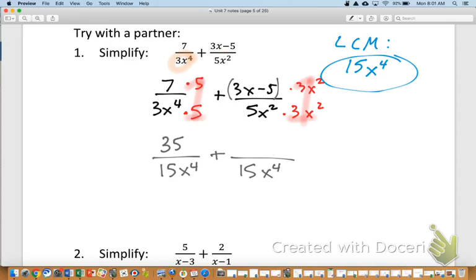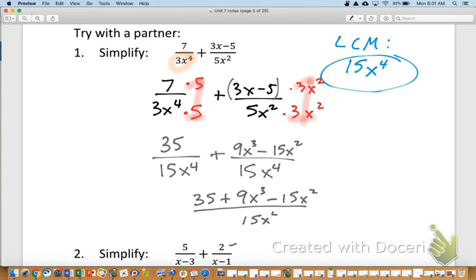And what's the property that we use to do this? Distributive property. Okay, that's right. So 3x squared times 3x would be 9x to the 3rd. 3x squared times 5 would be minus 15x squared. Well, finally, we are ready to add these up. I would get 35 plus 9x to the 3rd minus 15x squared, all divided by 15x to the 4th.